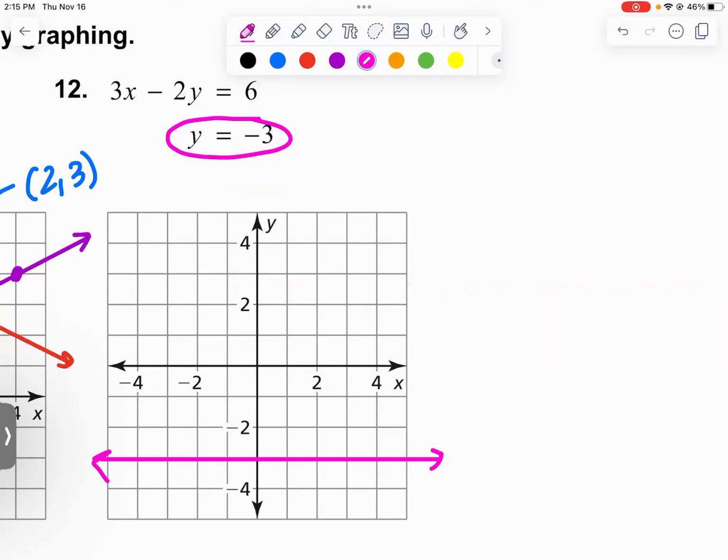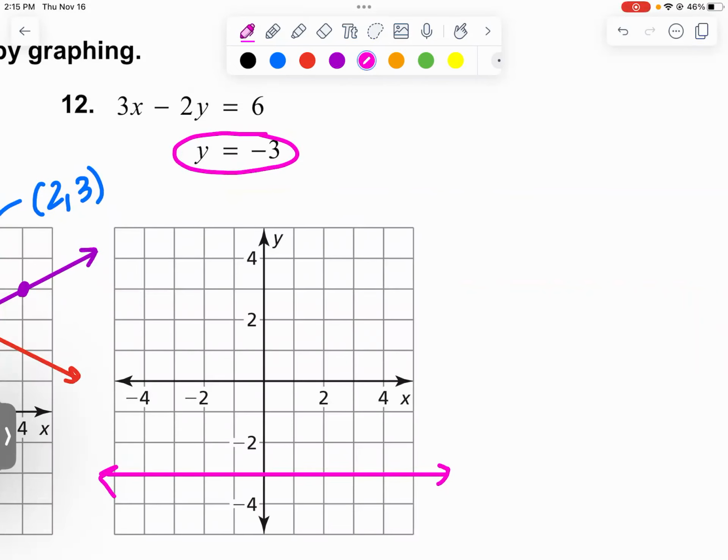Now, you have two options here. You can solve for y and put this into slope-intercept form, or you can graph using the intercept method. If we plug 0 in for x, what would our y-intercept be?